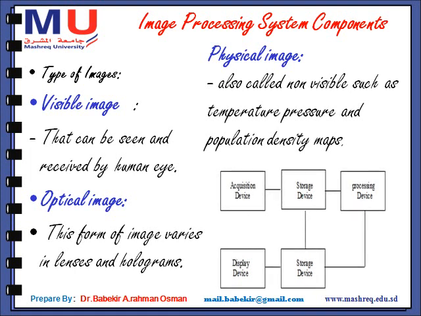So the standard image processing system diagram can be shown as in these figures, which is constructed from five basic components: acquisition device, storage device, processing device, display device, and the connections between these devices, which construct the main and whole image processing standard system.